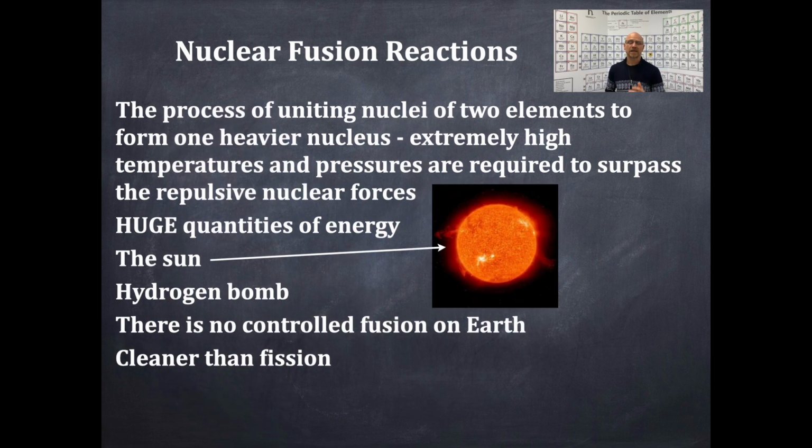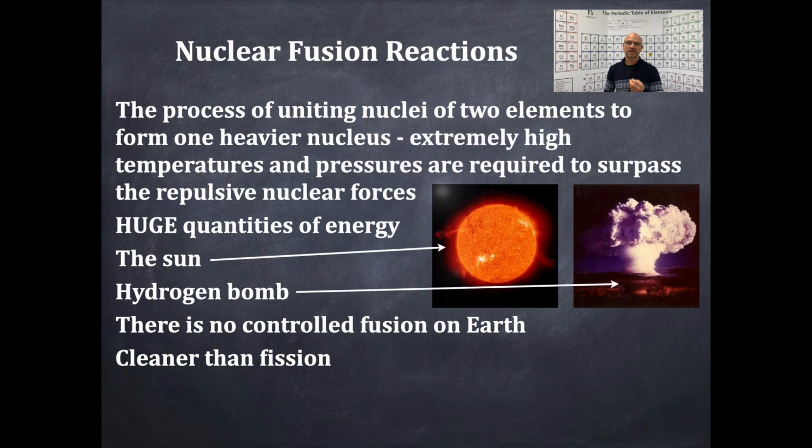There's the sun, that's under an immense amount of heat and pressure. That's why this occurs in the inner portions of the sun. And this is a hydrogen bomb. That's not a good thing. That's an uncontrolled reaction. Both of these are.